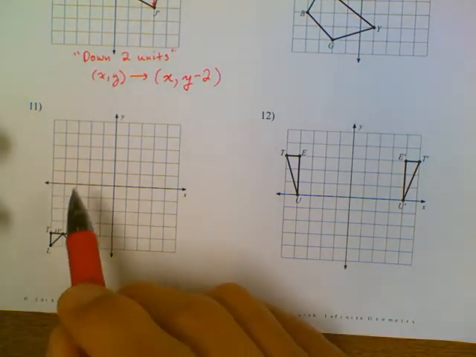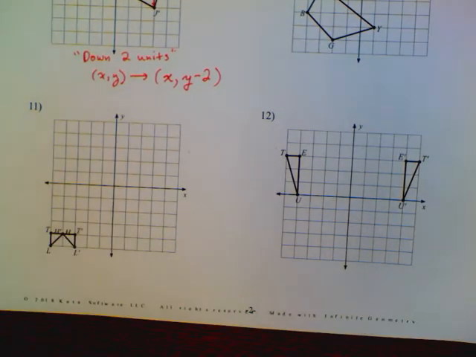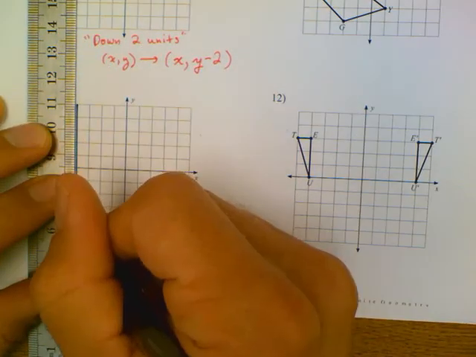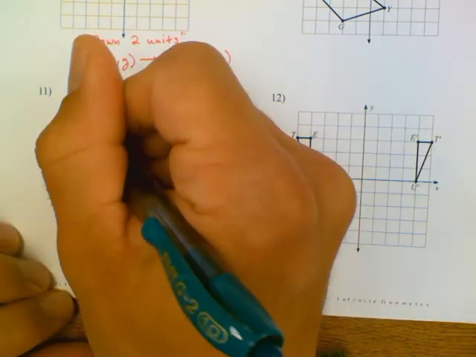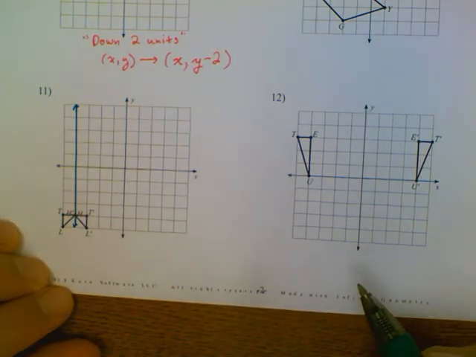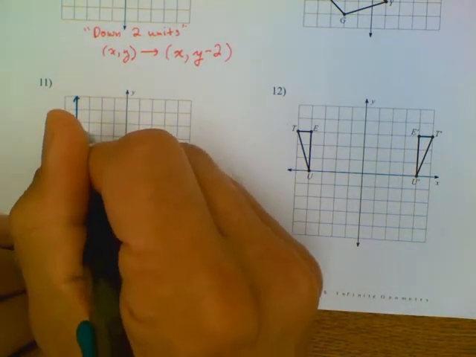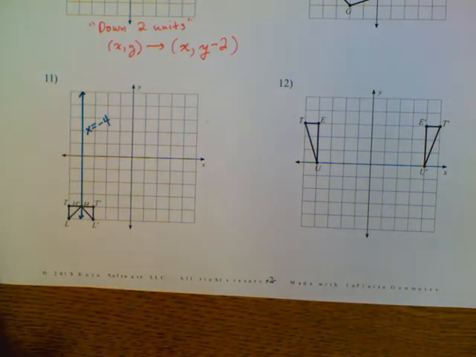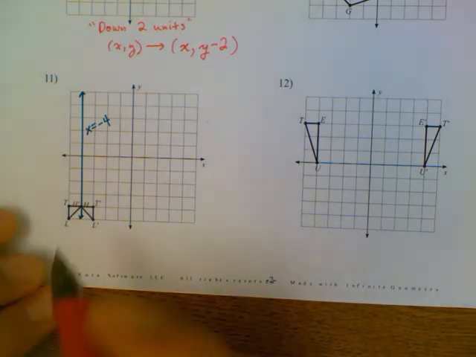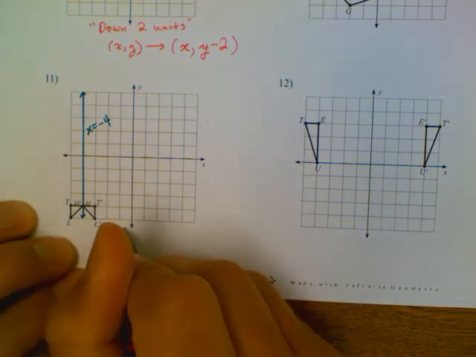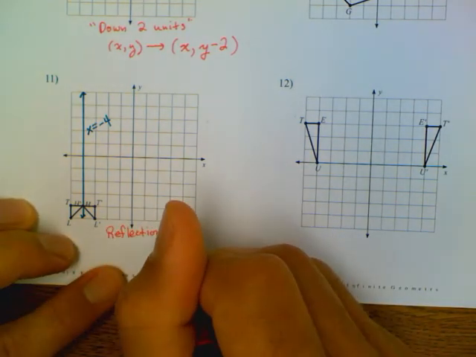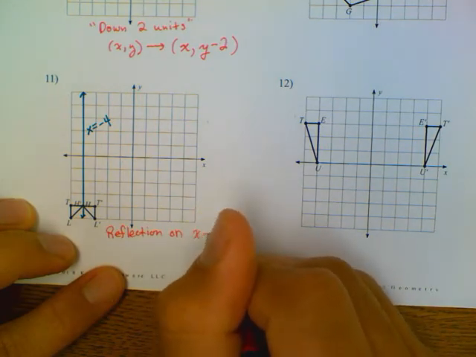So looking at number 11, it no longer looks like a transformation. I'm sorry, I said the wrong word. It no longer looks like a translation. It looks like a reflection. More than that, it looks like a reflection on the line x equals -4, and I knew it was x equals because it was an up and down line. It was a vertical line. Okay, so in words, we would just say something like reflection over, or you can say reflection on x equals -4.